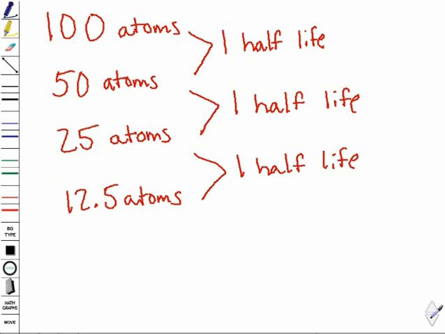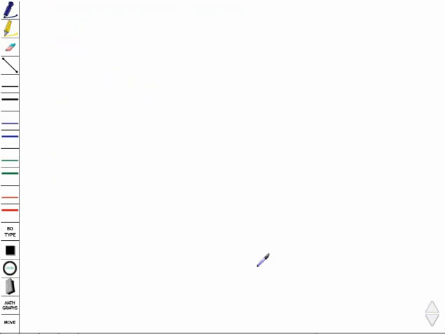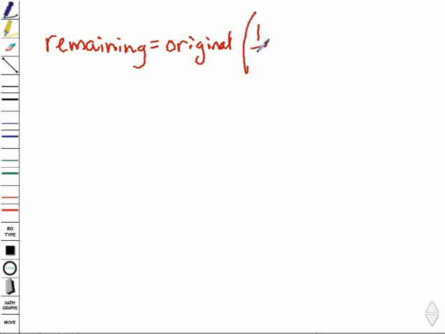Now you can actually calculate an atom's half-life by using the following equation. You have your remaining, which are the amount of parent atoms you have remaining, equals your original, which was the original amount of parent atoms you have, times 1/2 to the power of t. Okay, and that t represents the number of half-lives that passed.